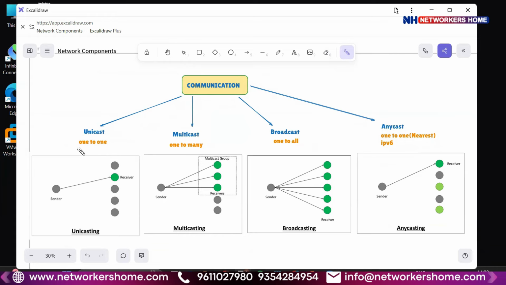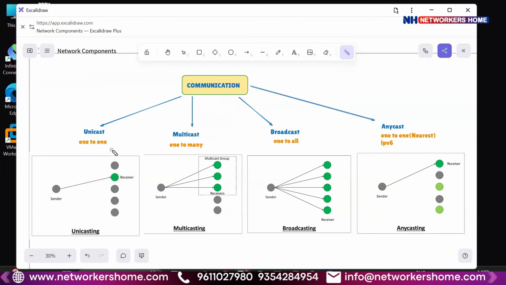Unicast means what? It is a one-to-one communication. If a sender is sending information to one particular person, for example, 5 of you are there, and I want to send some information only to Hari Krishna, then I'll go to the individual WhatsApp chat and say, okay Hari Krishna, these are the details. Then that information is only for him. That is called one-to-one.